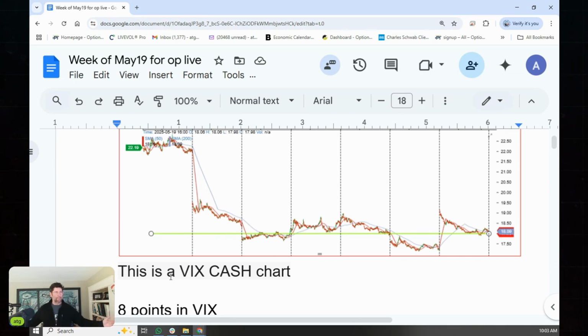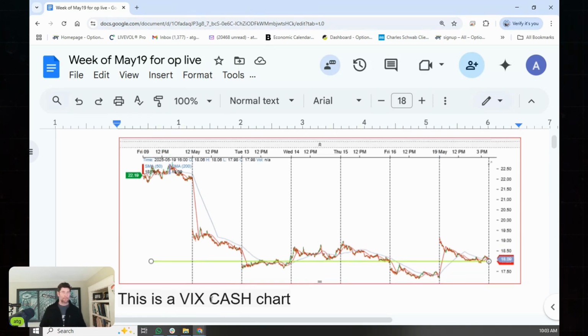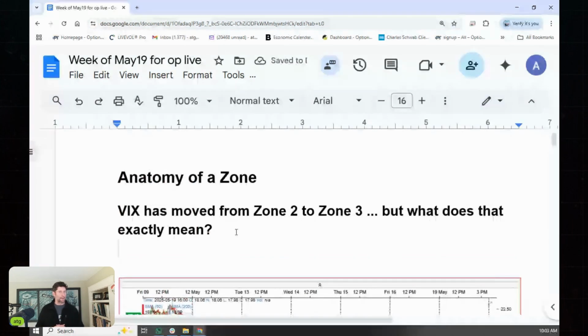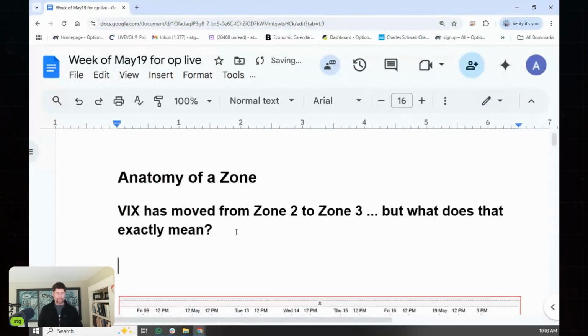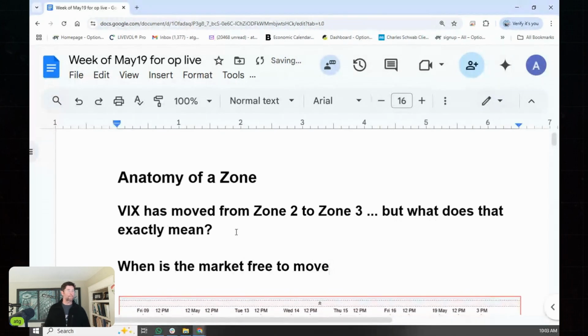Why is this all important? VIX's sentiment. We'll also talk about that here today. And I drew a green line at 18. So one thing I think you want to do is, when is the market free to move? Zones, we're going to go through what they mean, but when is the market free to move? When is the market free to move?